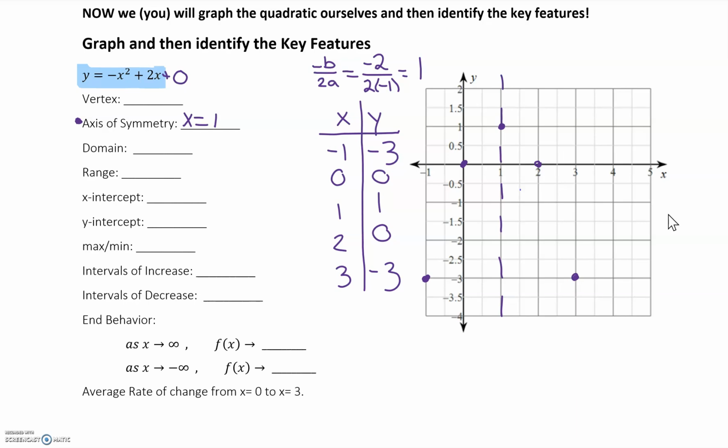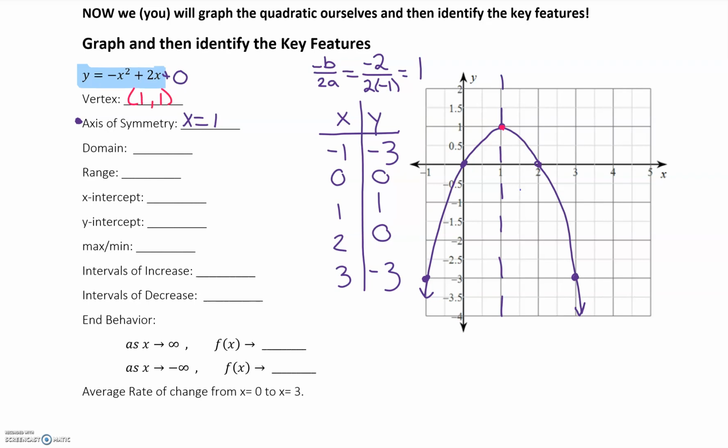So let's go ahead and connect these. Let's draw our nice quadratic. We should have a parabola. Okay, I'm putting some arrows on the end to remind myself it's going to go on forever. This allows me to know, hey, here's my vertex. It's going to be right here at the very top. So the vertex is at 1, 1.